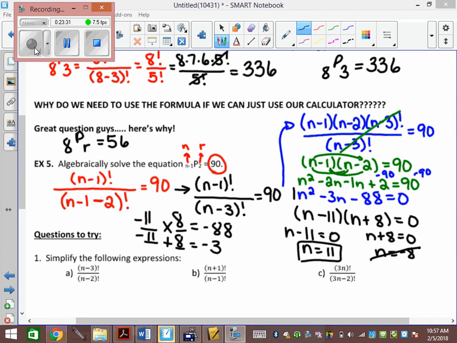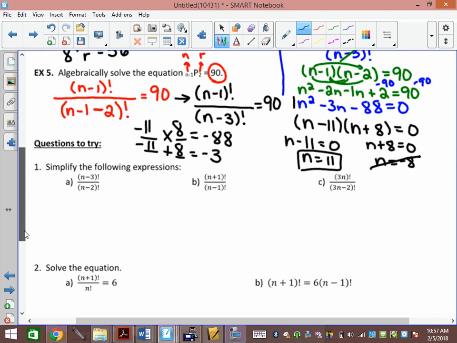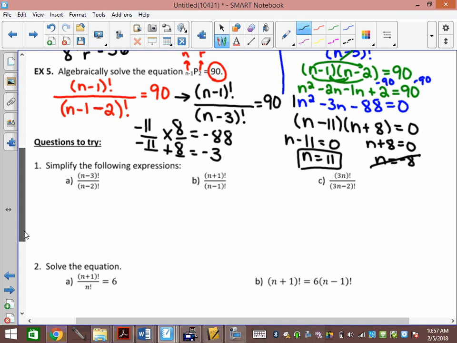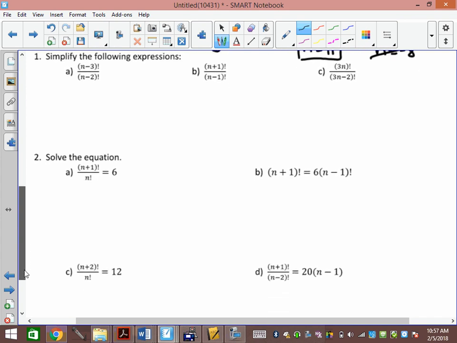Sure. Plug 11 in for n. 11 minus 1 is 10. 10P2 is 90. You know you're right. Okay? Obviously, life doesn't say that good.